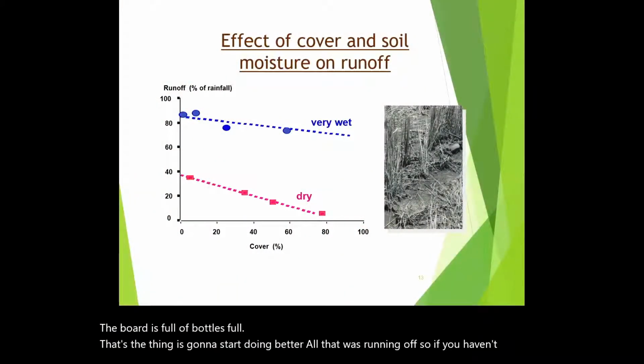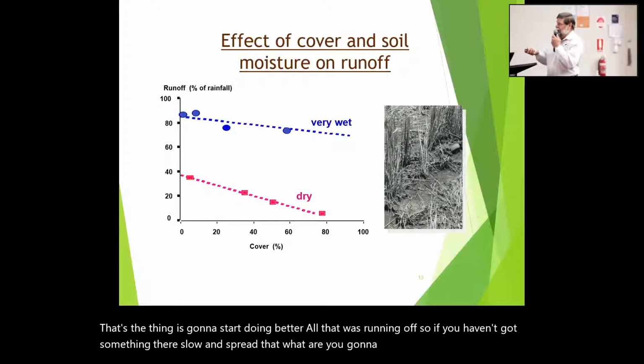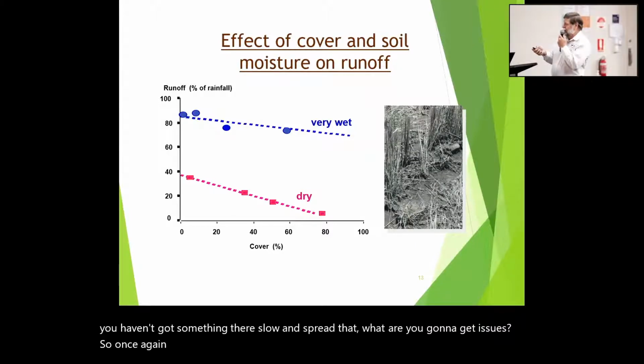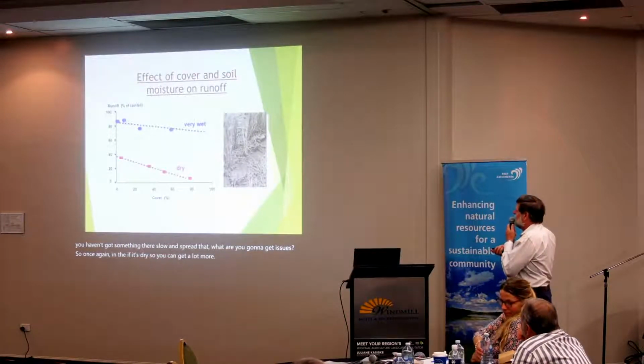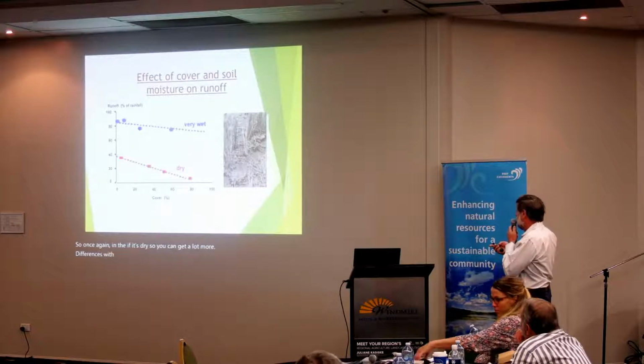The other thing that Jeff mentioned is what water's already in there. In this part of the world, in the wet season, it's bloody full all the time. So it's very wet. You're going to get a little bit of infiltration to top her up, and then it's all gone. It all runs off. So that water runoff from your paddocks when the bottle's full, that's the thing that's going to start doing the bad erosion in your places. If you haven't got something there to slow and spread that water, you're going to get issues. Once again, if it's a dry soil, you can get a lot more difference with your cover and non-cover with runoff.